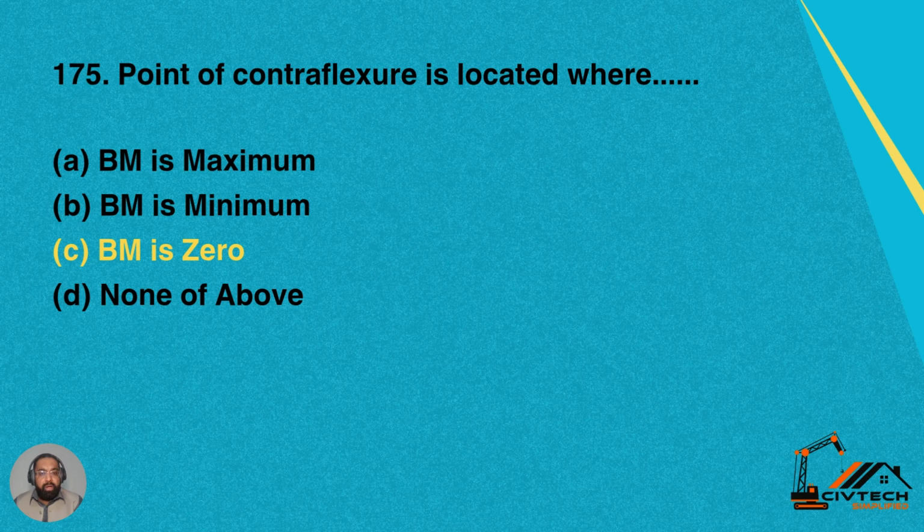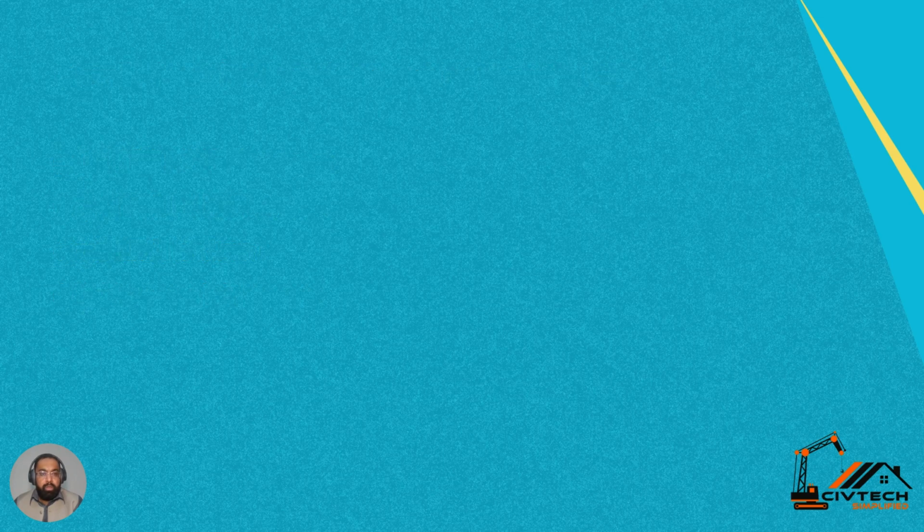Question 175. Point of contraflexure is located where? Option A, bending moment is maximum. Option B, bending moment is minimum. Option C, bending moment is zero. Option D, none of the above. The point of contraflexure is located where the bending moment is zero, option C. C is the correct answer for this question.